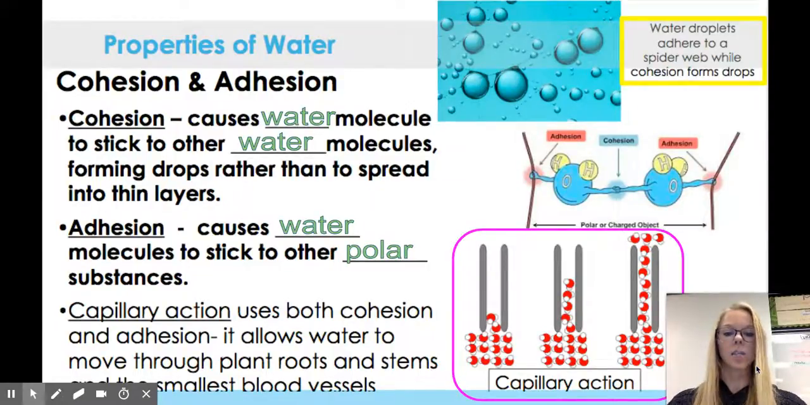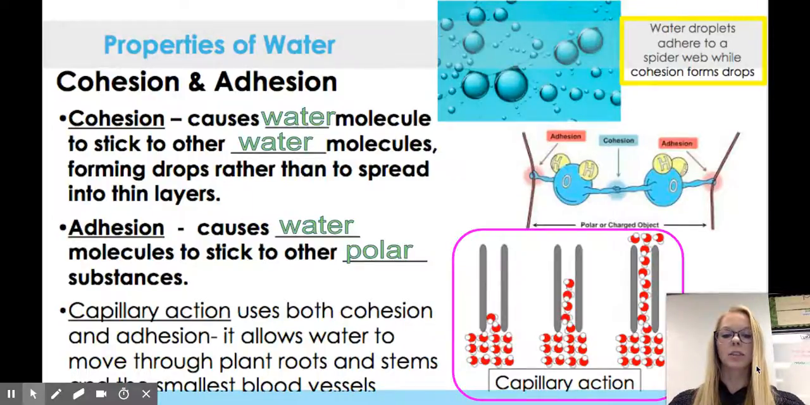Cohesion and adhesion are both properties of water that come from water being polar. Cohesion causes water molecules to stick to other water molecules. This property makes water molecules bubble up to form drops instead of spreading out into thin layers. Adhesion causes water molecules to stick to other polar molecules or polar substances. We see adhesion at play when water sticks to the side of surfaces like your water bottle or the glass of a car's windshield. To help you remember the difference, think of this spider web example. Water droplets adhere to a spider web, while cohesion forms droplets.